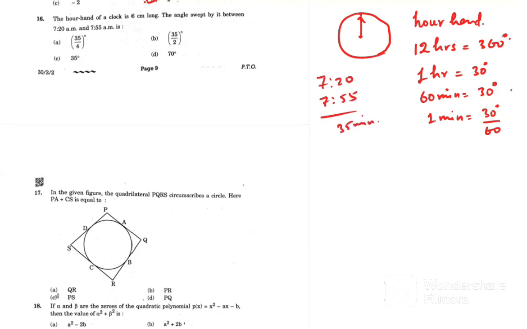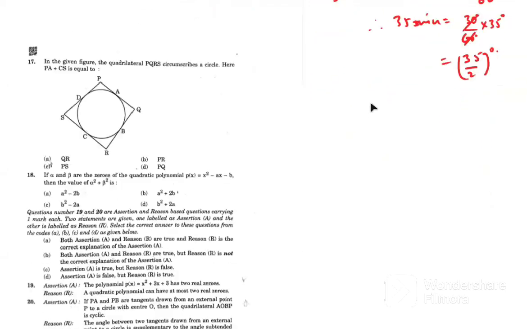So now we know that in 1 minute, our hand covers an angle of 30 by 60 degrees. Therefore, in 35 minutes, the angle swept will be 30 divided by 60 into 35. Right. So 30 by 60 is nothing but 1 by 2, which gives 35 by 2 degrees. So 35 by 2 is our answer. Option B is the correct answer. Alright, then moving on to the next question, which is the 17th one.